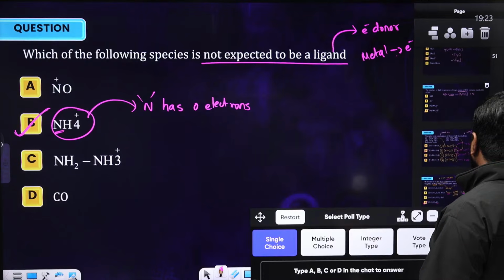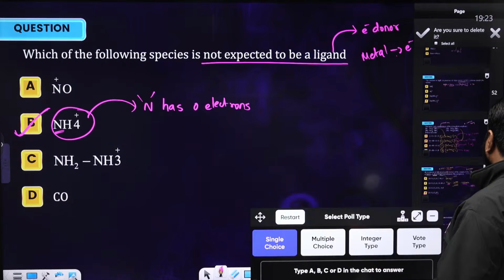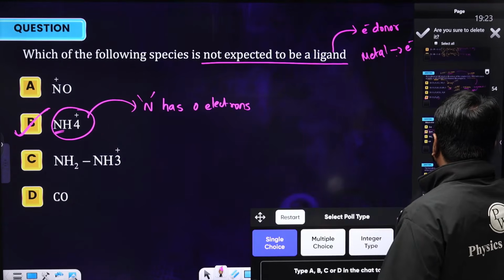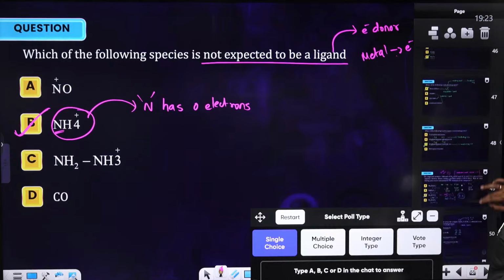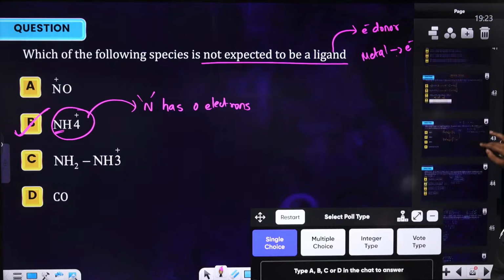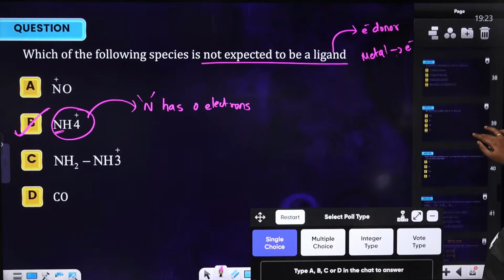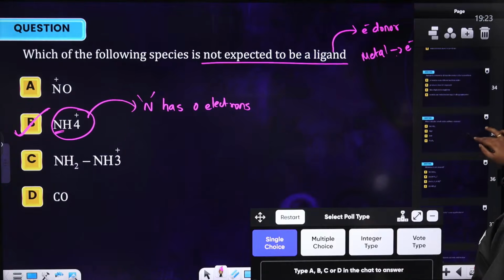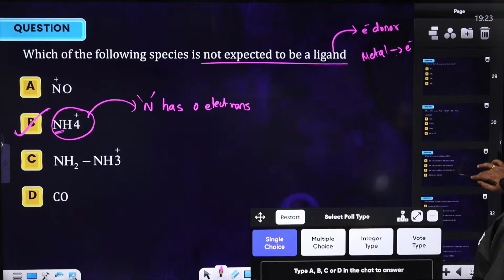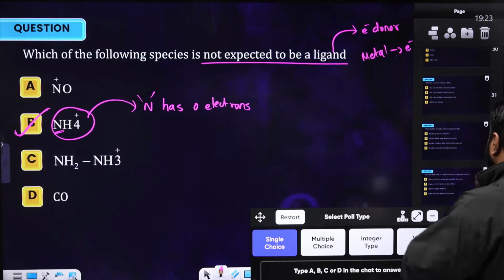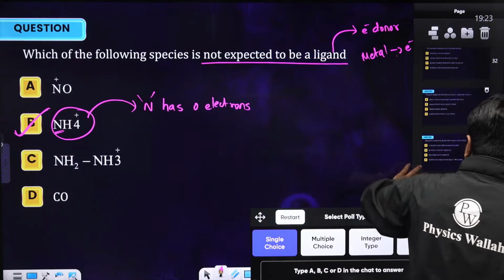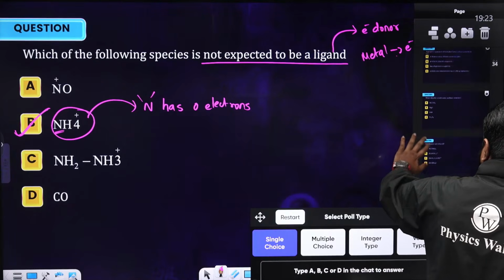So with this, I'm finishing coordination compounds. Now the next thing, we are going to continue with D and F block elements. Now we are going to start with D and F block elements. One of the very easiest chapters. Try to tell the answer properly. D and F block elements.